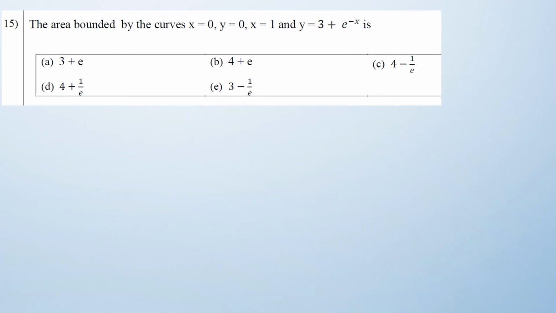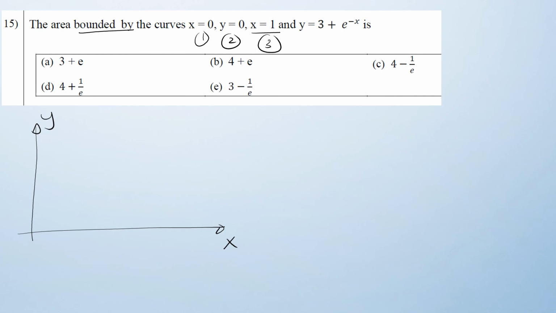Question number 15. Here we have to focus on the area bounded by the four given curves. First one, x equals 0, that is the y-axis. Second one, y equals 0, that is the x-axis. Third one, x equals 1, somewhere here. Fourth one, y equals 3 plus e to the power minus x, that is derived from e to the power minus x.